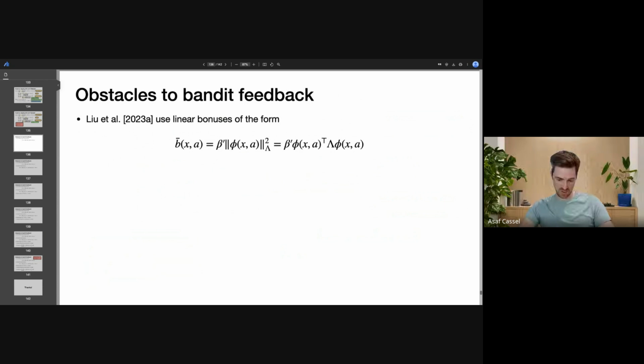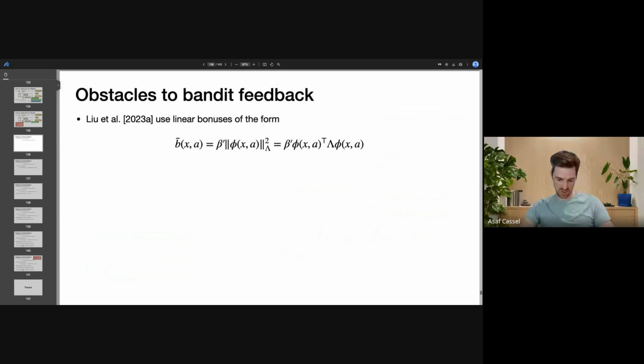Final slide. So I mentioned why it might be nice to look at the square. If you look at the case of bandit feedback in the work of Liu et al., they get k to the 3/4, but let's imagine that they would try to get square root of k.